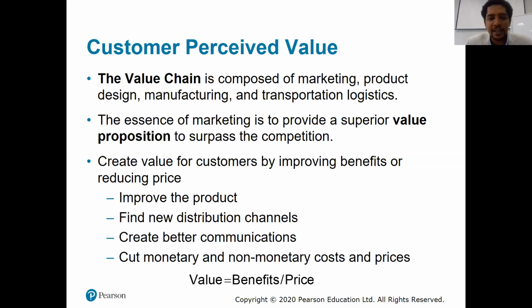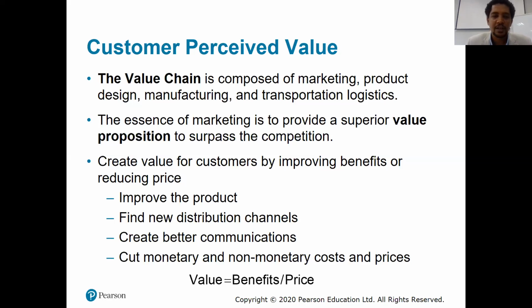The essence of marketing is to provide a superior value proposition to surpass the competition. This is what we call having a competitive advantage. You create a value, and this value should be better than the value that is created and delivered by your competitors. That is the only way you can have a superior value proposition so that you can win over your competitors.